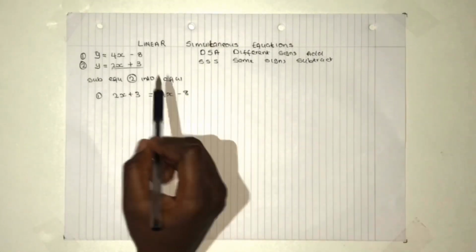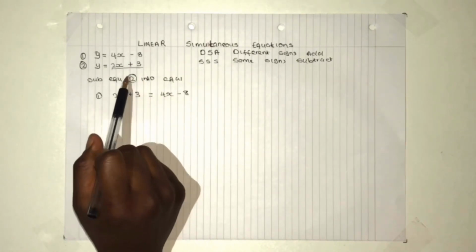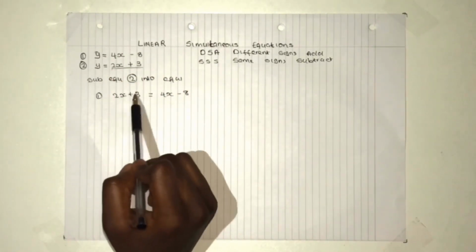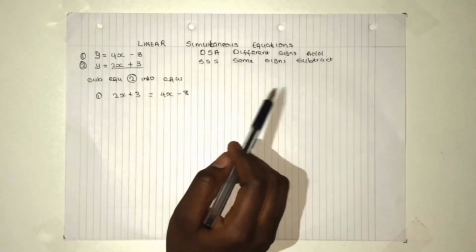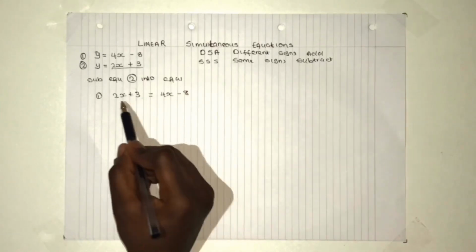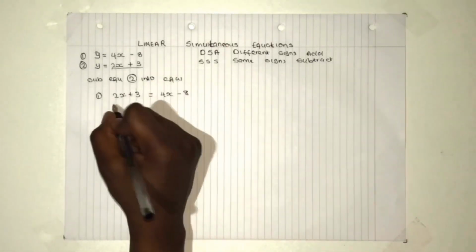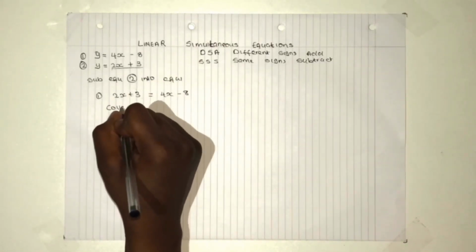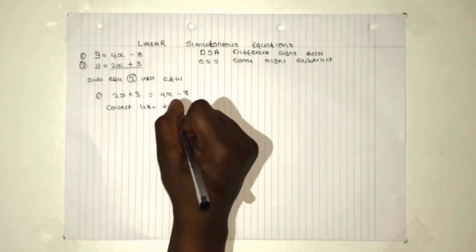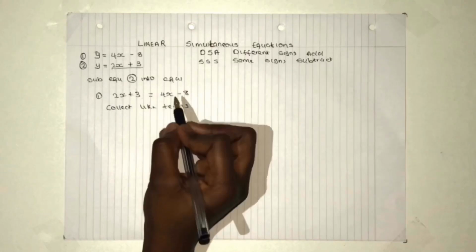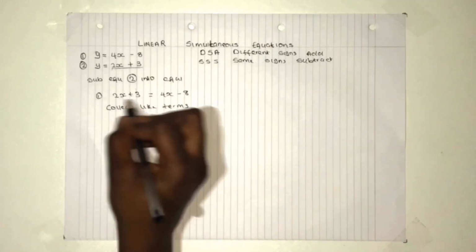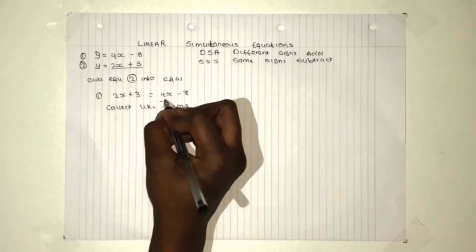The reason why I have subbed equation 2 into equation 1 is because I'm trying to find the value of x first, then I can find the value of y. In this case, I'm going to collect like terms. So I'm going to have to take away 4x from both sides.